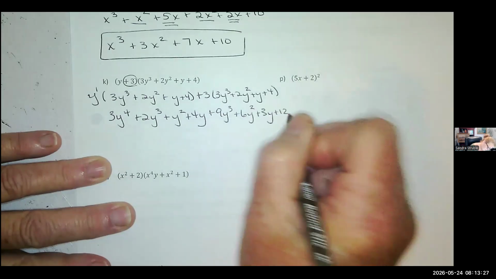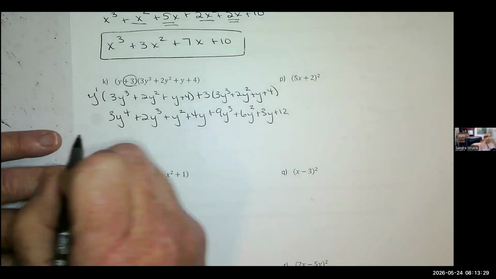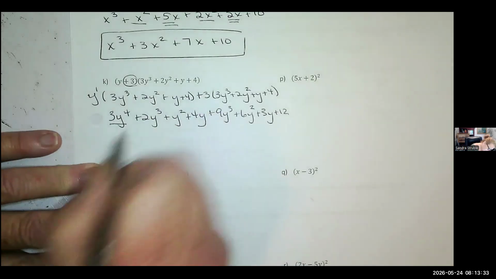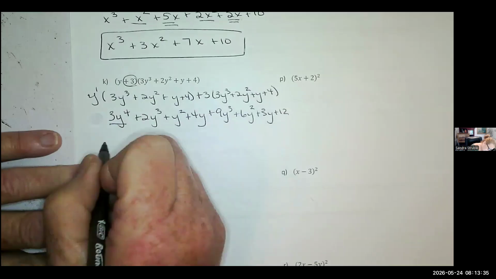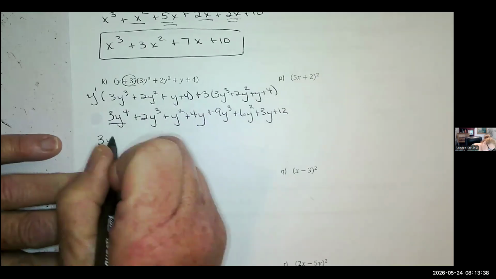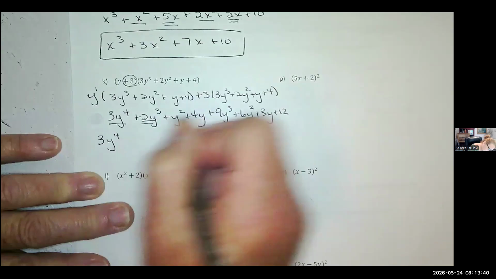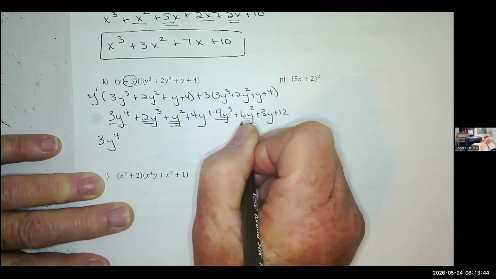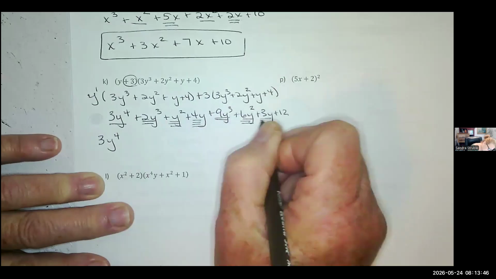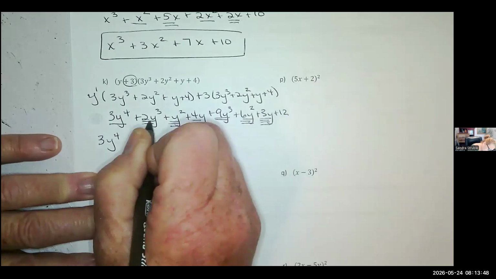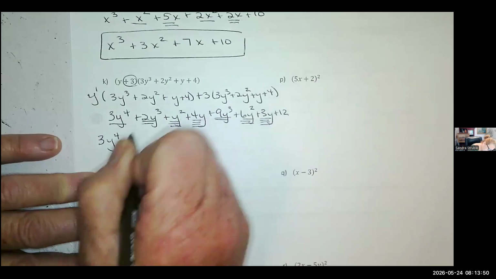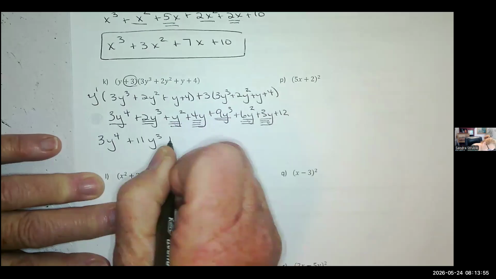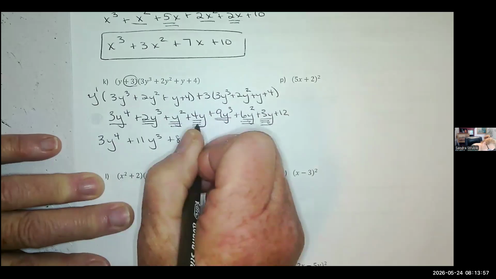Combining like terms. Y to the 4th, there's only 1. Okay, so 3y to the 4th. There's a cube, there's a cubed, there's a square. And then there's 2, 3, 4, 1, 2, 3, 4. All right, so y cubes are 9, 10, 11. Y squared are 8. Y's, there's 7. And bring down that 12.